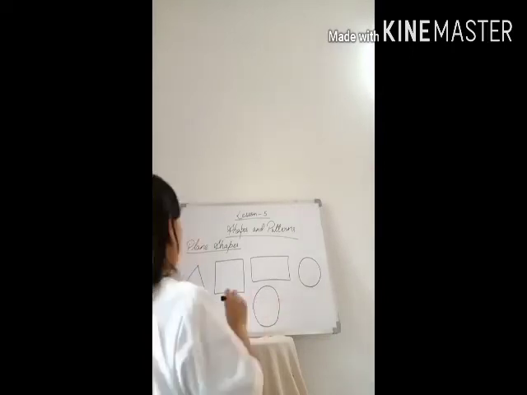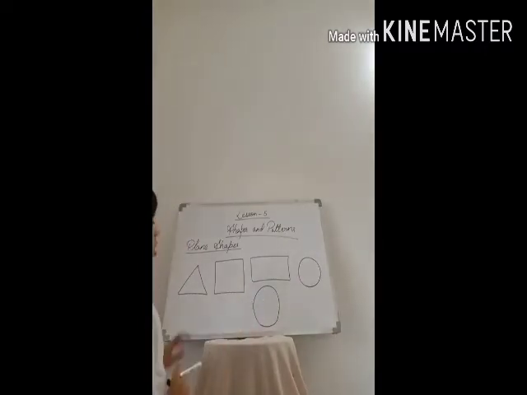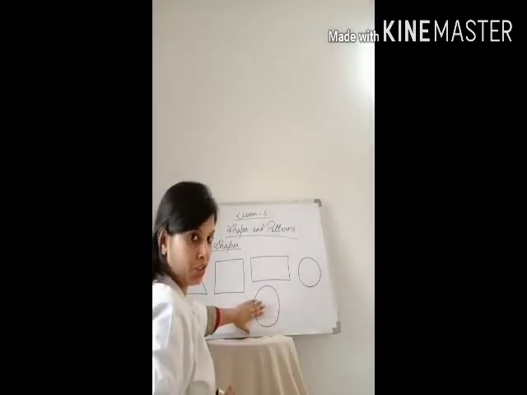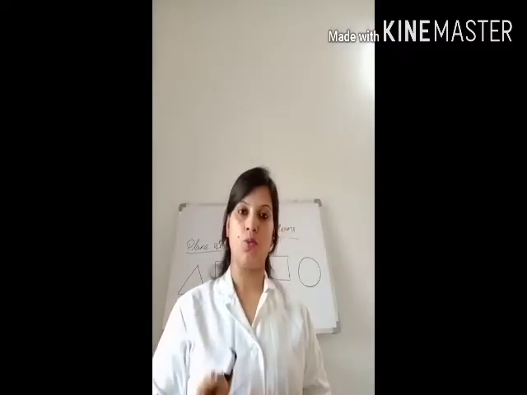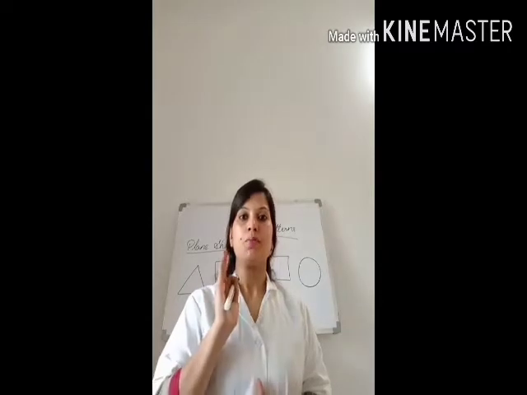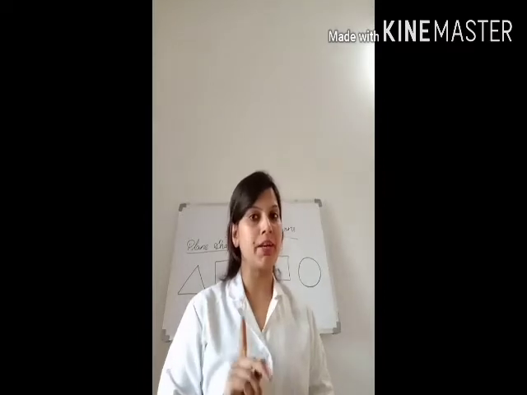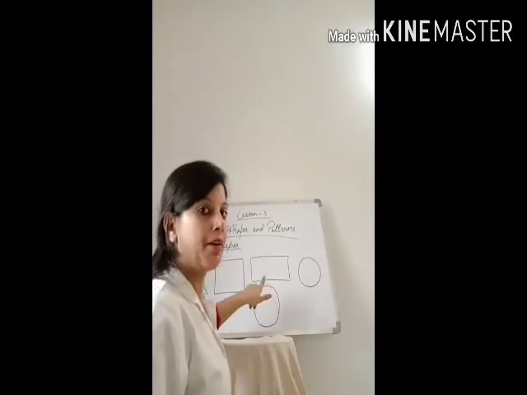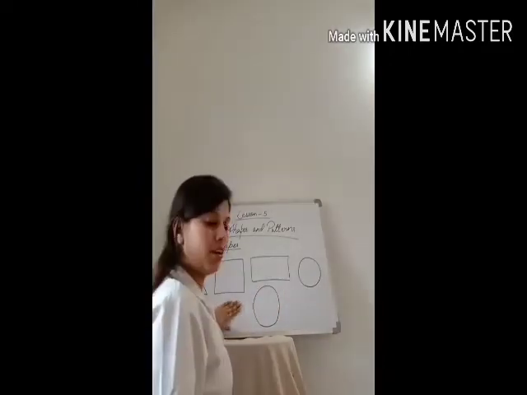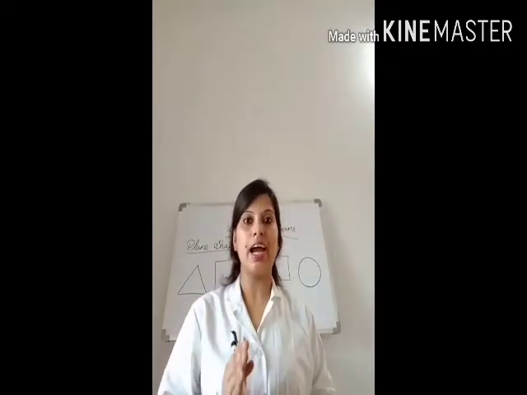You have to see here triangle, square, rectangle, circle, oval. All these are examples of plane shape. And I will tell you the properties. So listen carefully. Properties of plane shape. First, different plane shapes have different numbers of sides and corners.